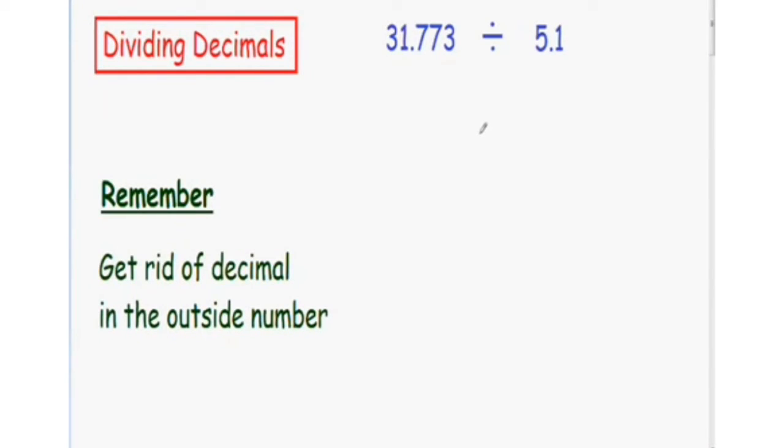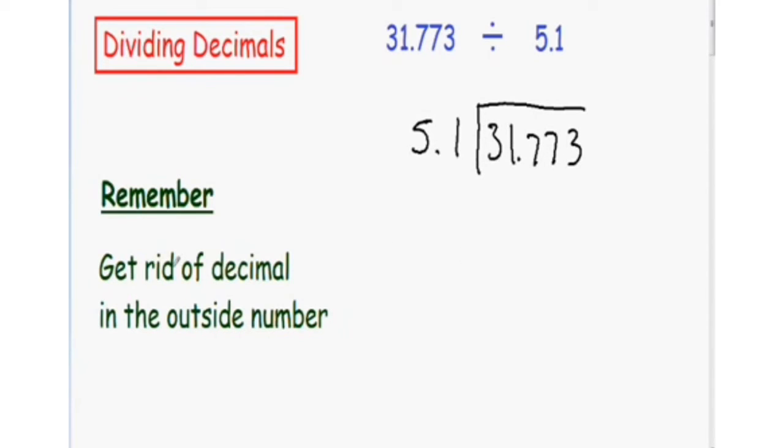Now let's take a look at a normal division. We have 31.773 divided by 5.1. So let's draw our division symbol and put our 5.1 as usual outside it.